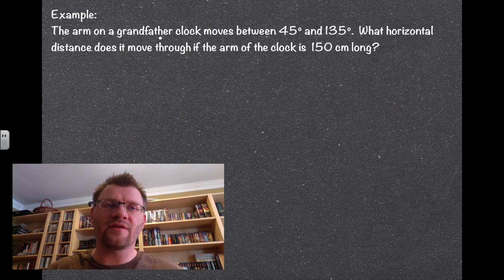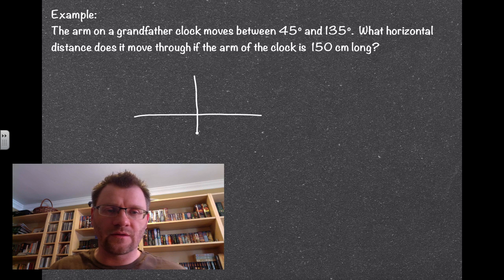So here's an example. It says the arm on a grandfather clock moves between 45 degrees and 135 degrees. What horizontal distance does it move through if the arm of the clock is 150 centimeters long? So let's just draw this. We'll use a little coordinate plane. It says that it moves from 45 degrees all the way through to 135 degrees. And they're looking for the horizontal distance.